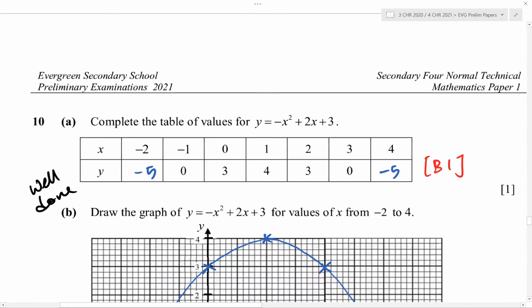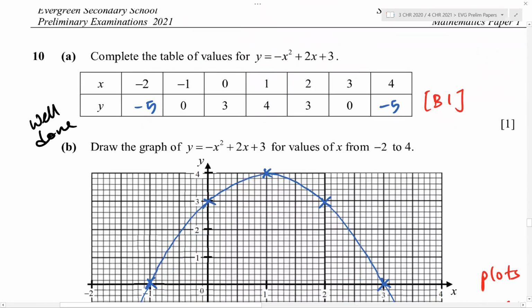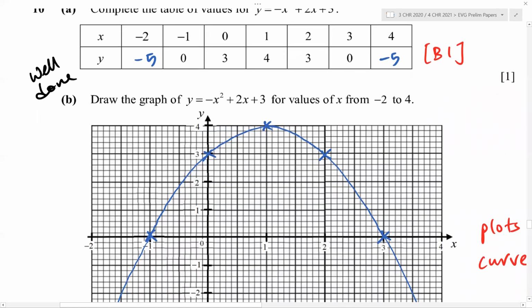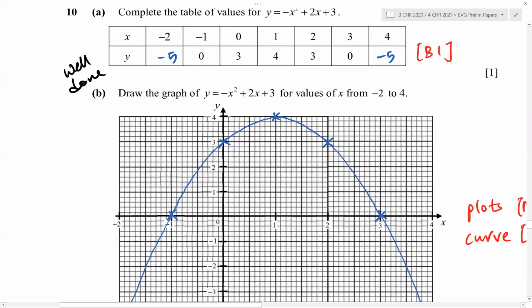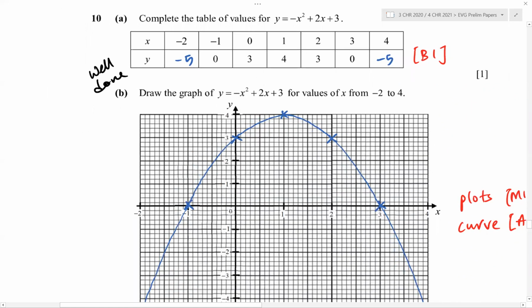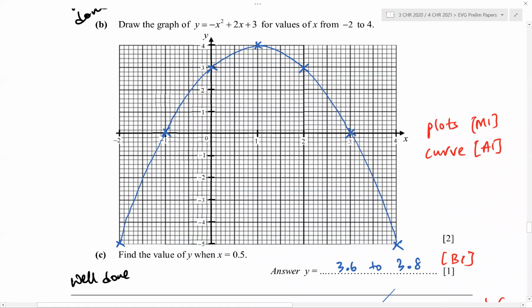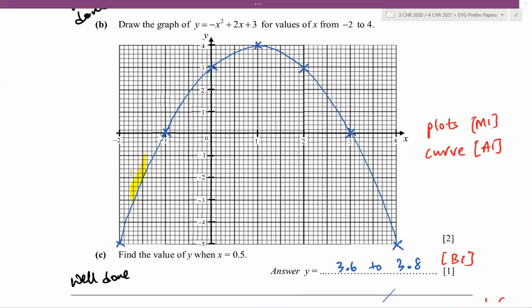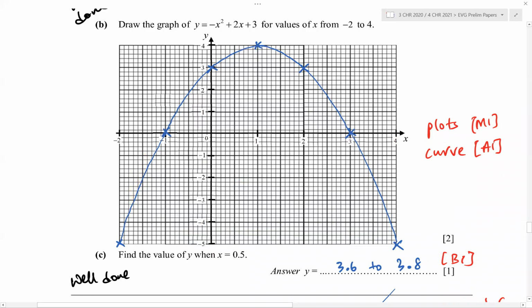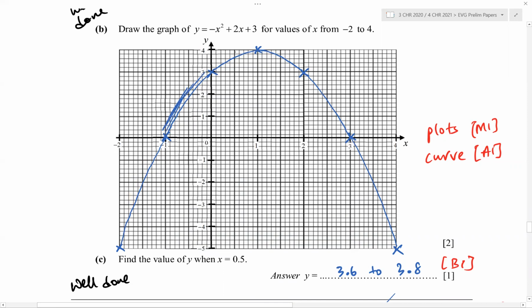Now question 10A, almost everybody got it correct. Yeah, I think everybody got it correct. -5, -5. Now the graph, how is this marked? You must show me all the correct plots. All the plots give you 1 mark. Then you join a smooth curve. Smooth curve. Cannot be hairy curve. What is hairy curve? Looking like this. So like this, we draw many lines like this, not allowed.